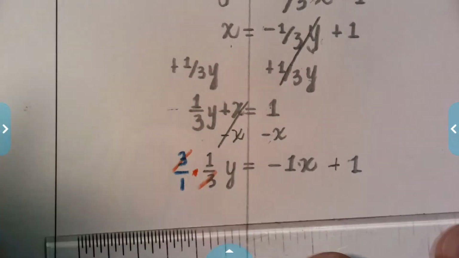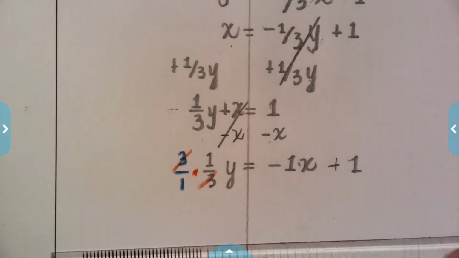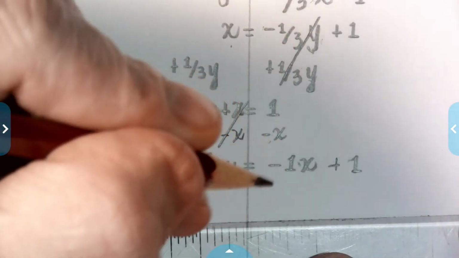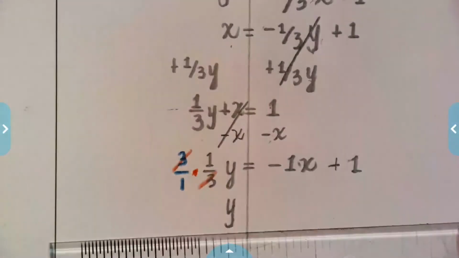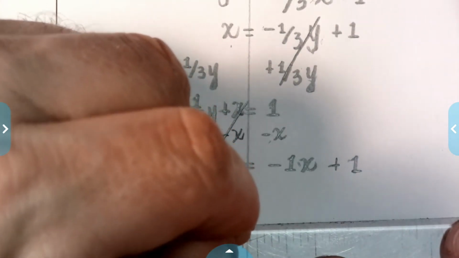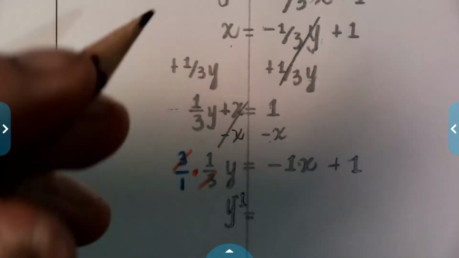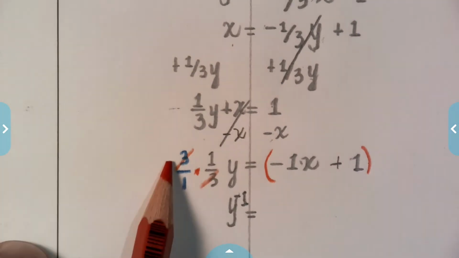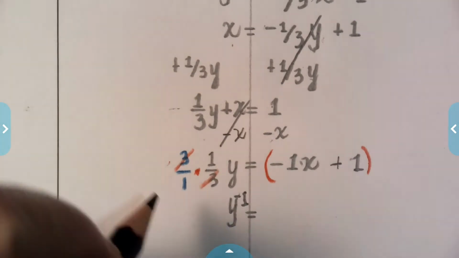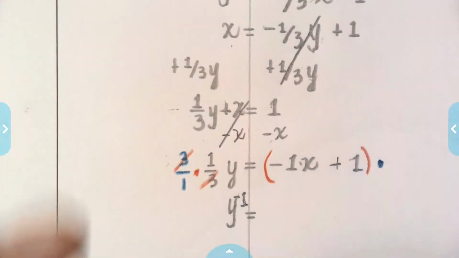And the 1's don't matter, so y is effectively by itself now. So we can write y equals. And remember, at this point, it's no longer y equals, it's y inverse. So that's y to the negative 1 power, if you want to think of it that way, equals. And then we have to encapsulate this whole expression, okay? Because we're going to multiply by 3. All right, so we don't need to multiply by 3 over 1 because there's no fractions on the right side. We're just going to multiply by 3.